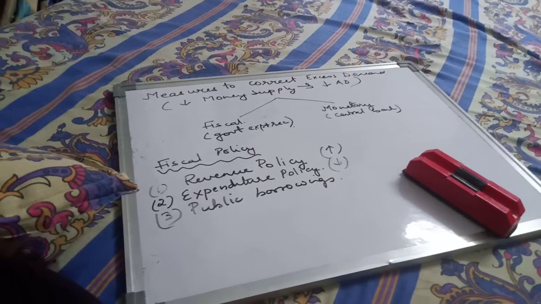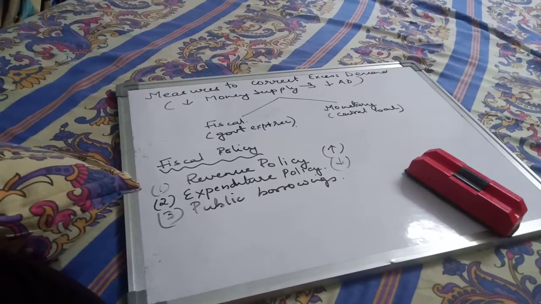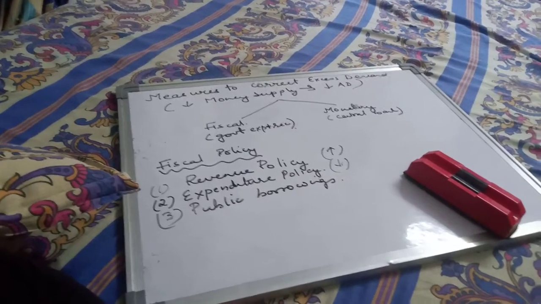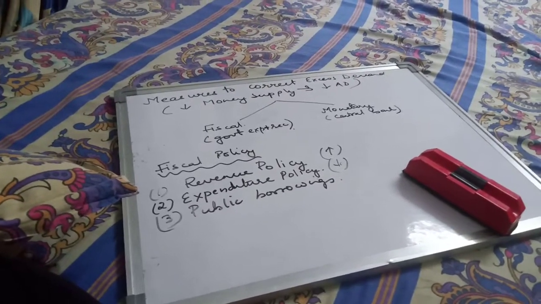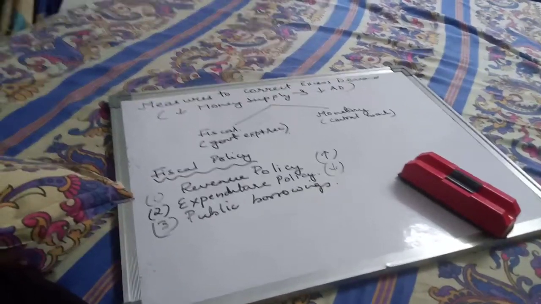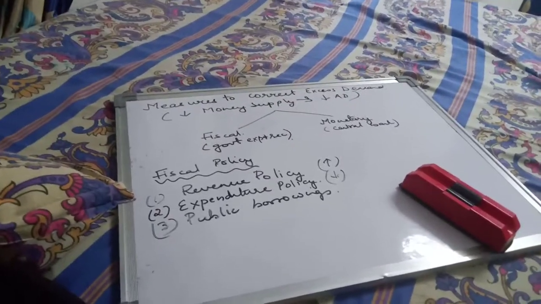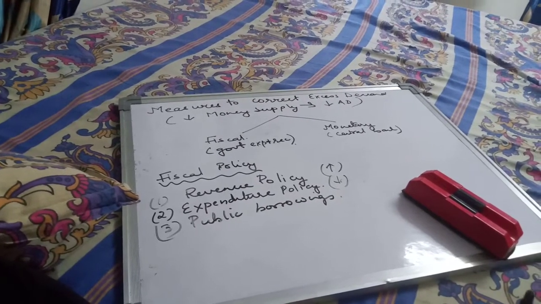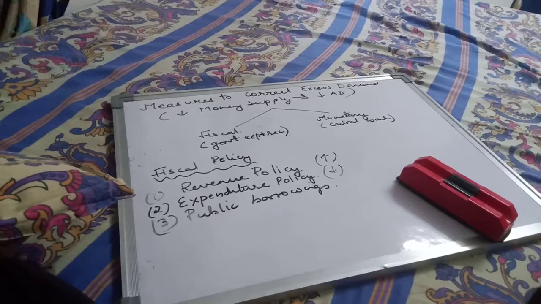This is basically for a stipulated period of time, maybe 5 years, 10 years, 15 years, after which the government has to return this money back to the public, the people who have invested, with interest. It's somewhat like a loan only. So public borrowing is basically the government taking a loan from the public.